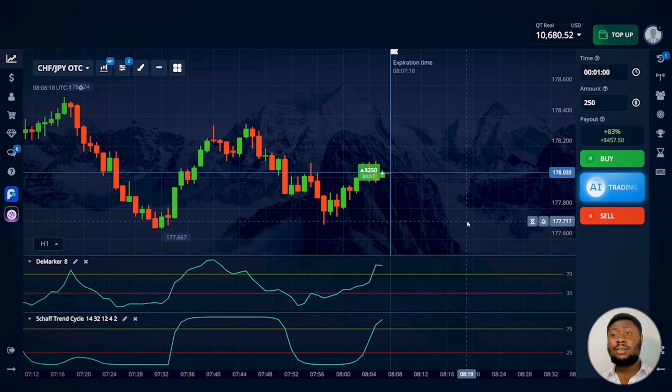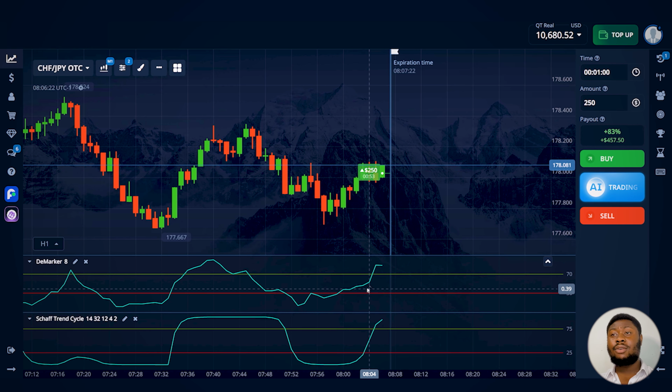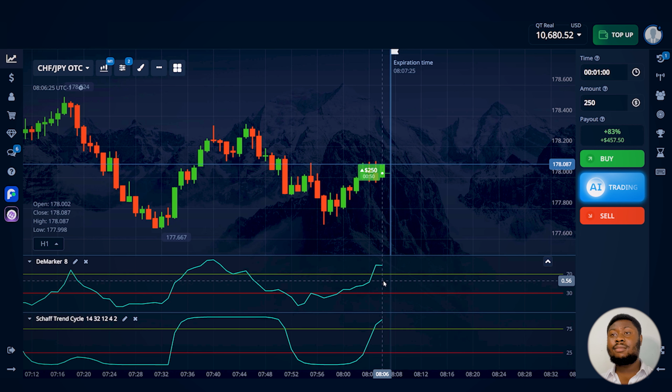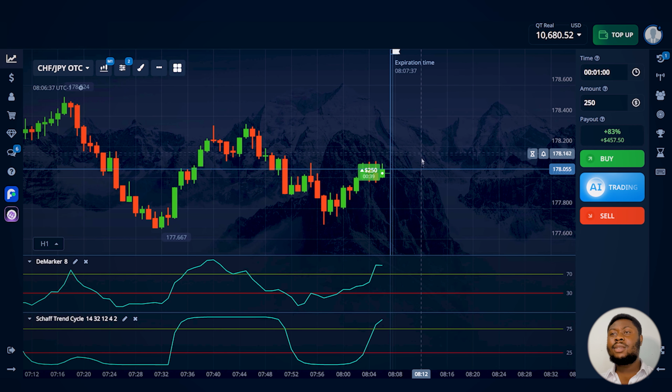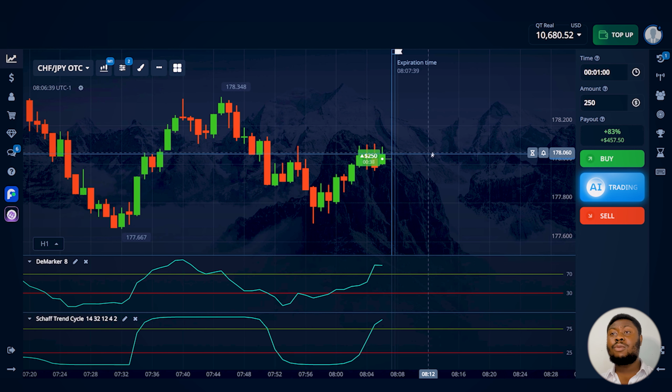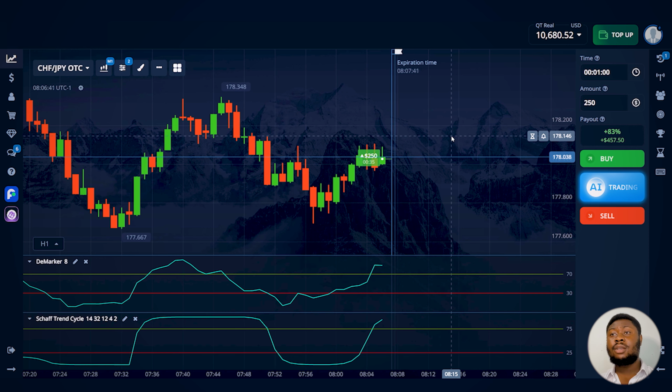As you may have noticed, the situation is similar to the previous one. The line of the Demarker indicator crossed the level of 70 from the bottom up and fixed above it. This is a trigger for the beginning of a price increase. The second trigger was given by the Schaff Trend Cycle. The indicator line is already above the 75 level, which means the price will rise. When working with a strategy, it is important to open trades only when both indicators have given triggers. Only such situations are suitable for work.